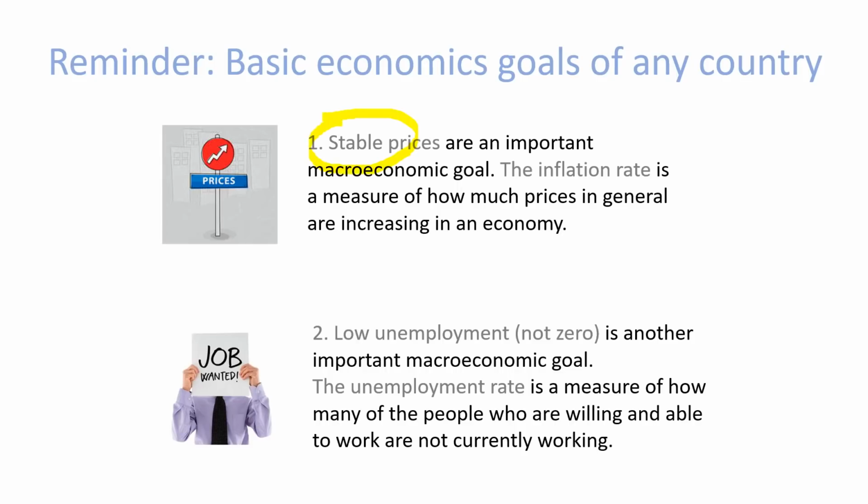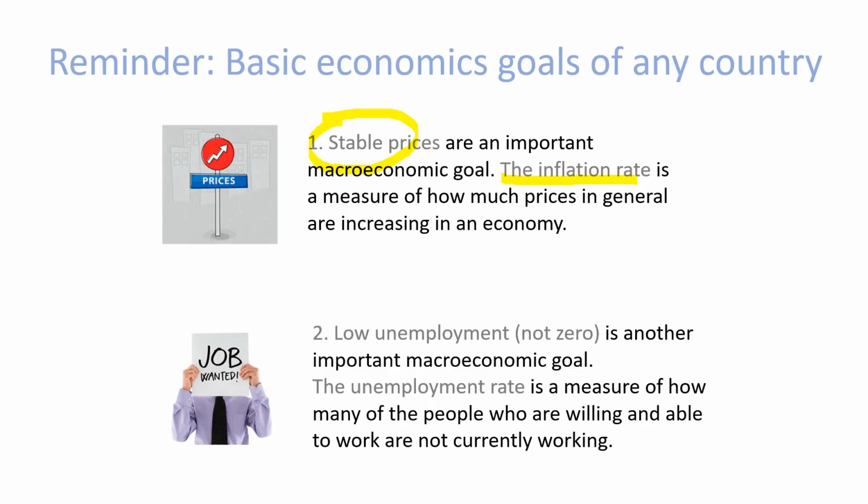So basically the government will pursue price stability, which means that the general price level in an economy does not change much over time. Okay? It means that prices neither go up nor down, so there is no significant inflation or deflation. And this brings us to the definition of the inflation rate, which is a measure of how much prices in general are increasing in an economy.